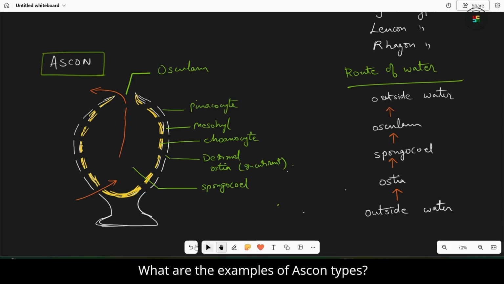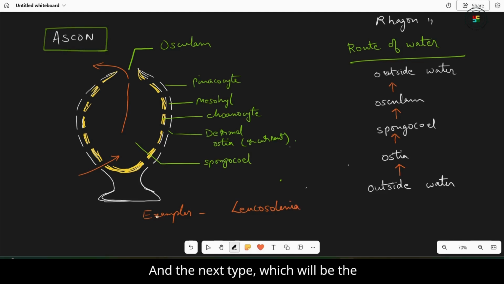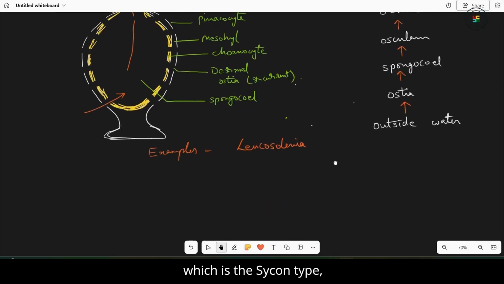What are the examples of Ascon types which poriferans have? So the examples are Leucosolenia, and the next type, the Sycon type, in their Olynthus stage. Let us move to the next type now, which is the Sycon type.